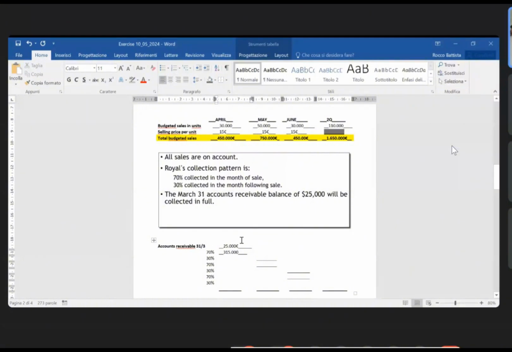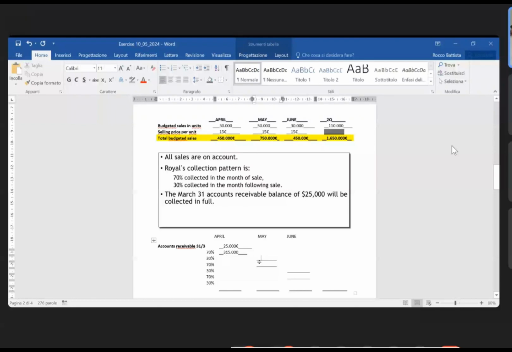Very good. Another secret. Usually I put the month above the number. If not, let's write the months here: April, May, in order to put the numbers in the right place.